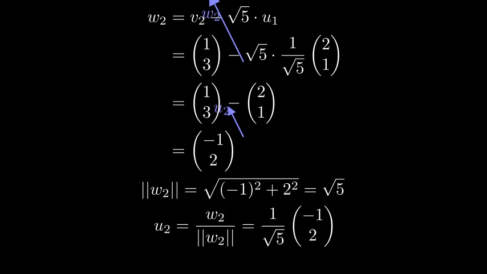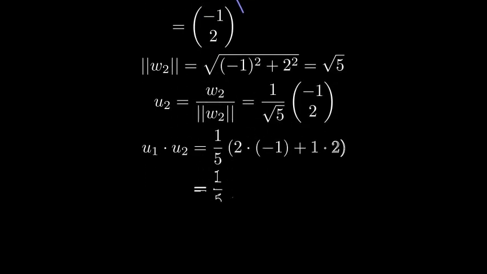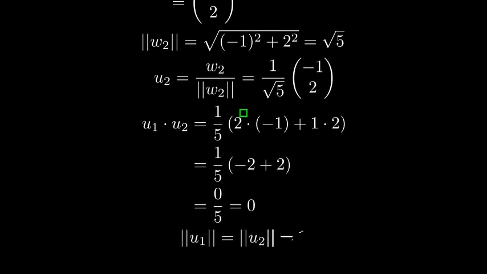Now let's verify that u_1 and u_2 form an orthonormal basis. First, they should be orthogonal, meaning their dot product is 0. u_1 dot u_2 equals 2 times negative 1 plus 1 times 2, all divided by 5. This is negative 2 plus 2 over 5, which equals 0. Second, each vector should have unit length. We already computed that both u_1 and u_2 have length 1.